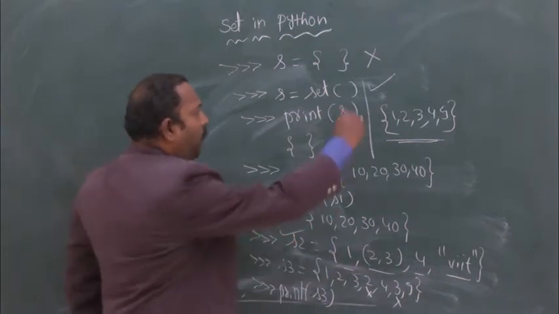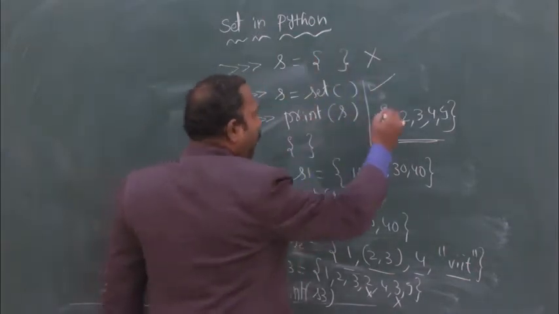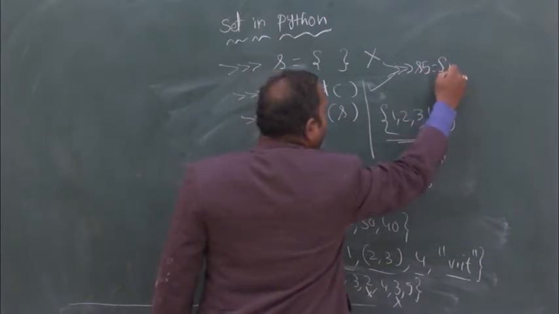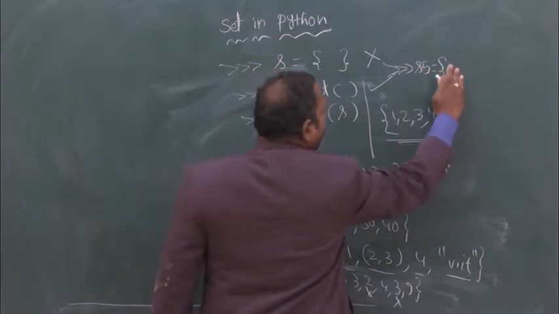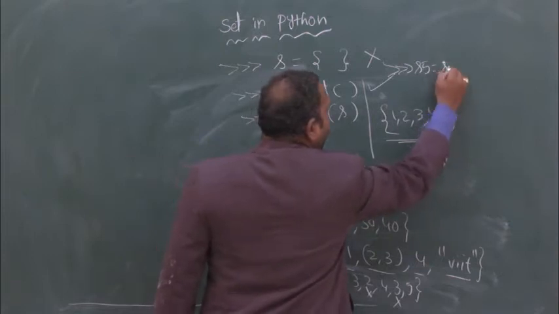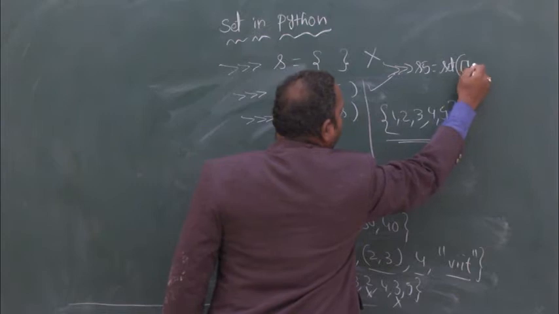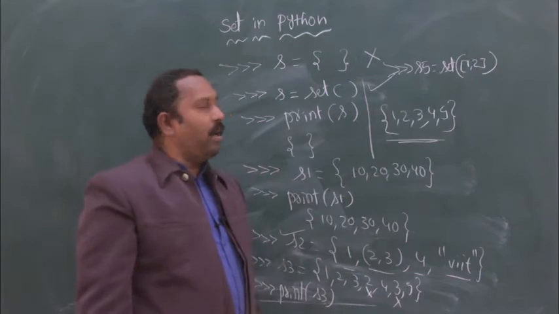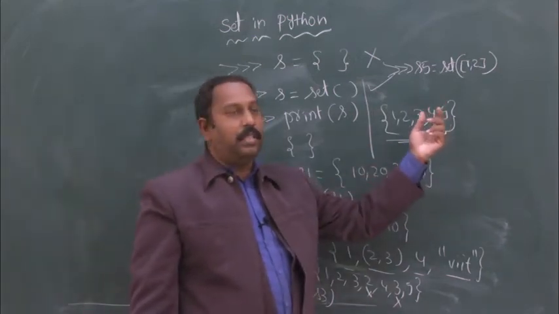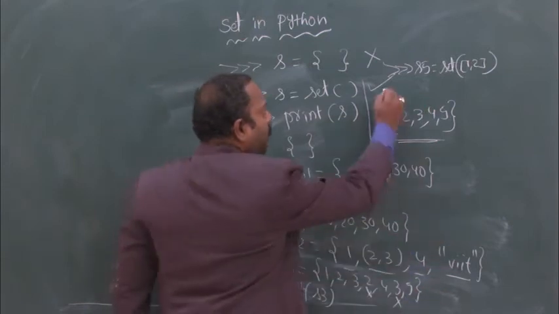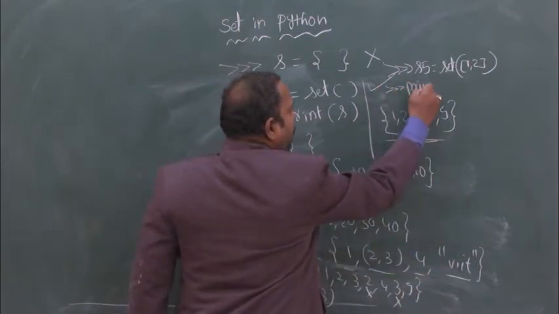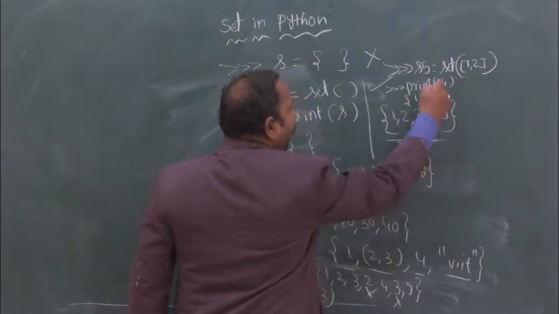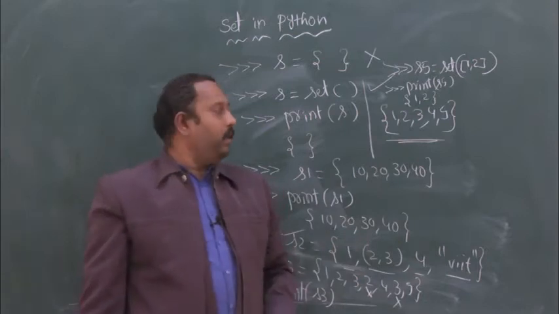And also, suppose I want to represent another set, for example S5 equal to set of 1, 2. So you can also represent it like this: S5 equal to set of a list of values, that means a list consisting of 1, 2. Then suppose I write print S5. So what is the output you will get? You will get the output 1, 2.